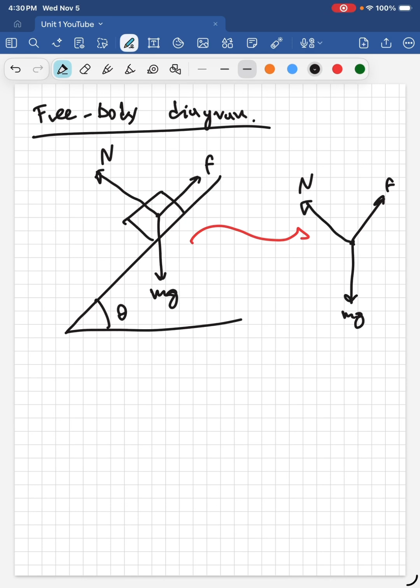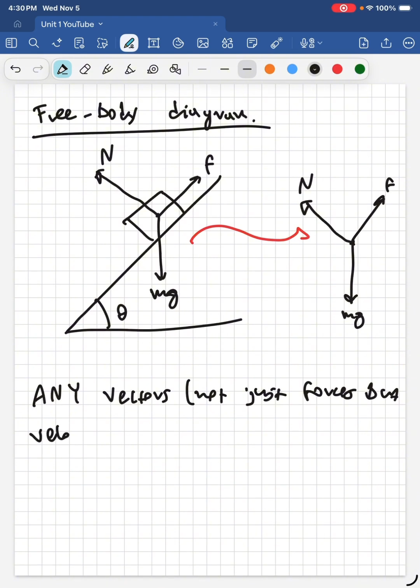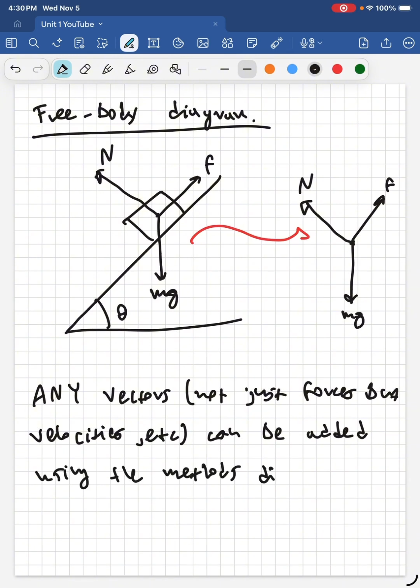And before we move on, I want to mention that any vectors, not just forces, but maybe velocities, etc., can be added using the methods discussed here. Okay, right.